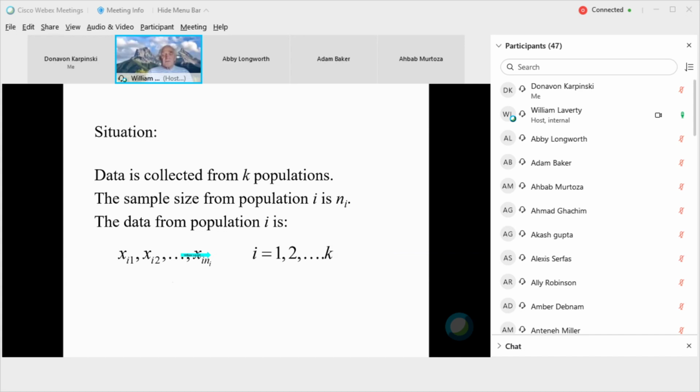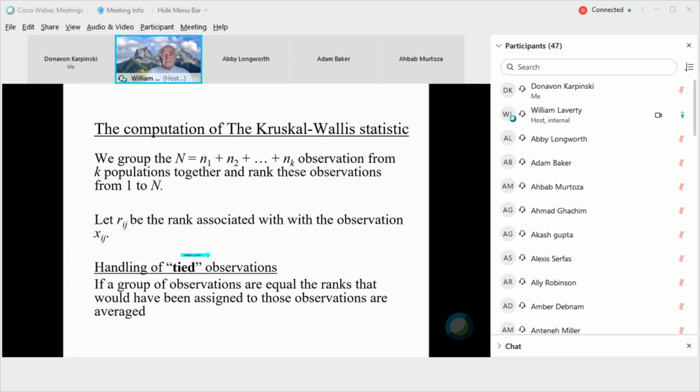So the data is collected from K populations. The sample size for population i is ni. So the data from population i is Xi1, Xi2, up to Xini. That data can be used to calculate the one-way ANOVA F test, which assumes data is normal. The Kruskal-Wallis test is very similar. You group all of the observations together and rank the observations from 1 to capital N.